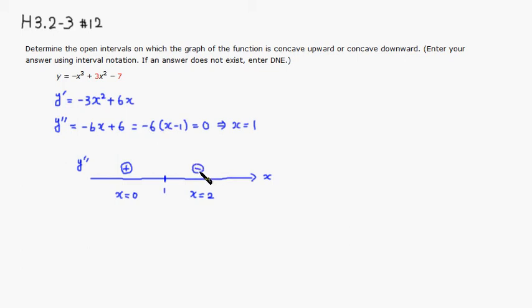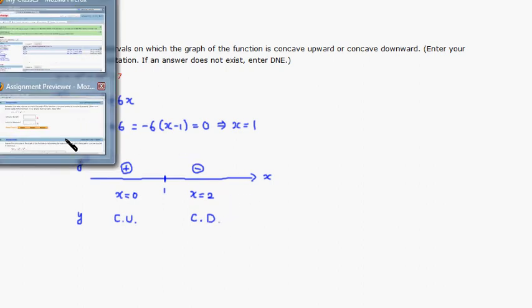So we know that the original function y is going to be concave upward on the interval from negative infinity to 1. And from 1 to positive infinity, since the second derivative is negative, it's going to be concave down. All right, so let's type that in.